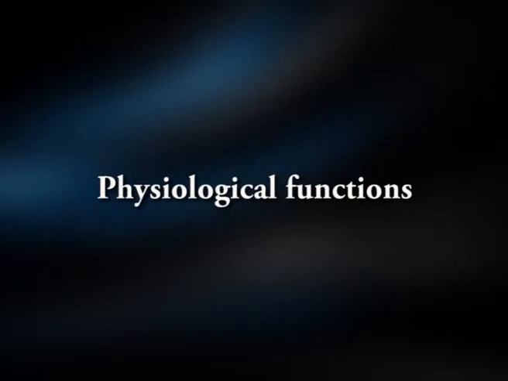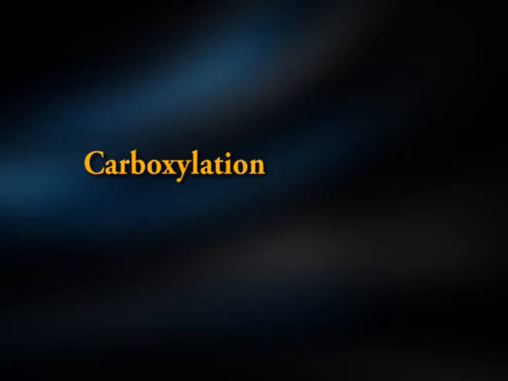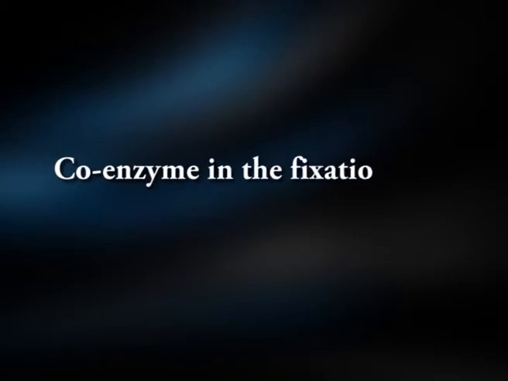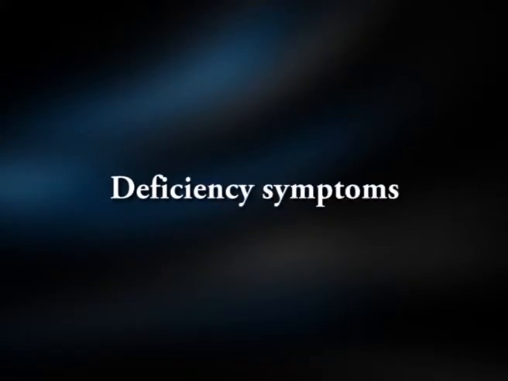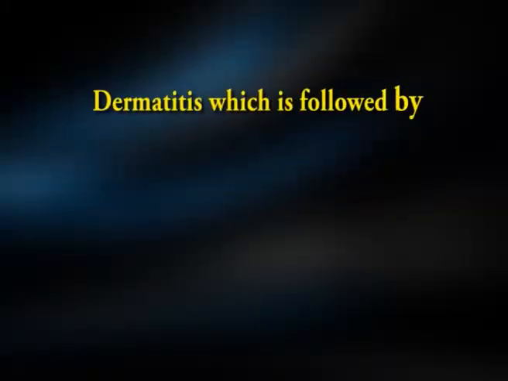Physiological functions. It plays an important role in a variety of carboxylation and decarboxylation reactions. It acts as a coenzyme in the fixation of carbon dioxide in carboxylation reactions, such as the conversion of pyruvic acid to oxaloacetic acid, or the carboxylation of acetyl coenzyme A to form malonyl coenzyme A in fatty acid biosynthesis. Deficiency symptoms. Its deficiency in human beings causes dermatitis, which is followed by anorexia, muscular pain, and hyperesthesia. In rats, its deficiency leads to loss of hair and muscular control.